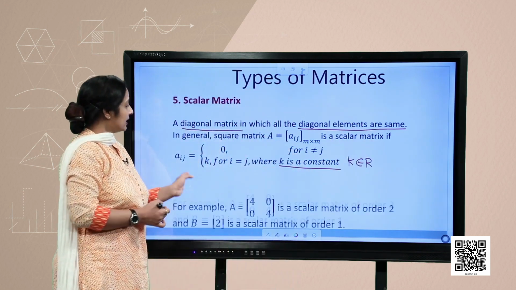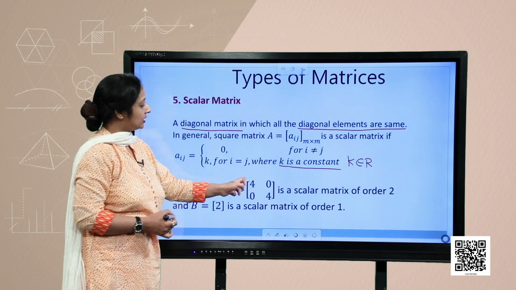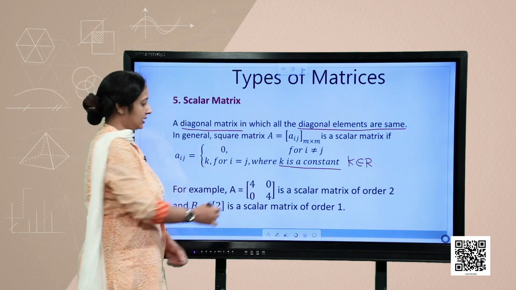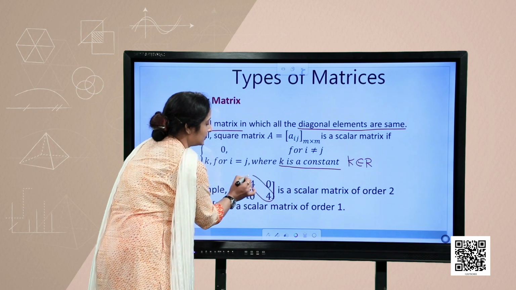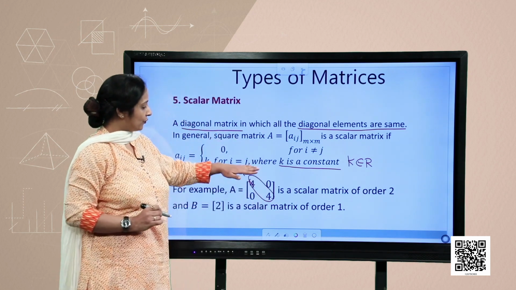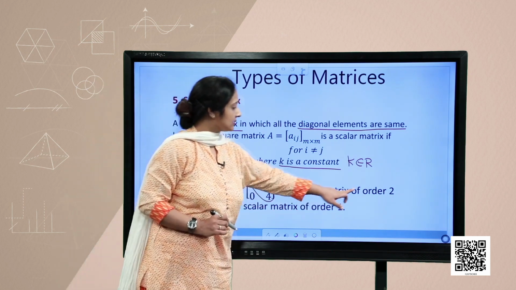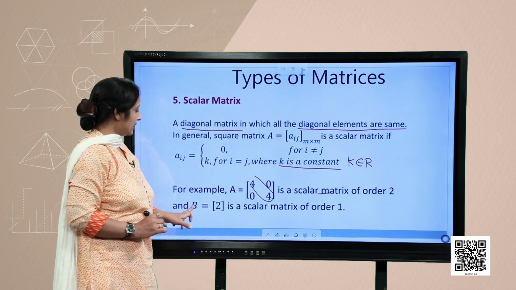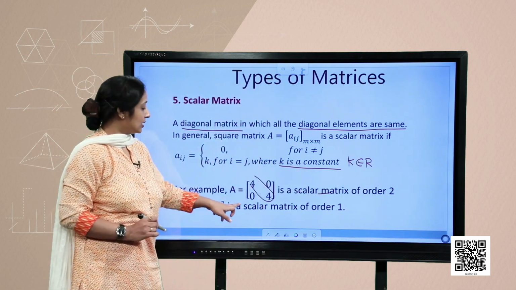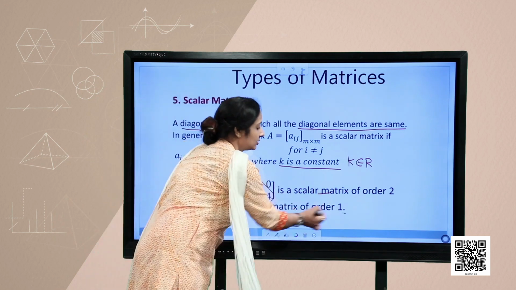For example, if I take matrix A to be 4, 0, 0, 4, these diagonal elements are the same, 4 and 4. So this is a scalar matrix of order 2, whereas B, which is 2, is a scalar matrix of order 1.